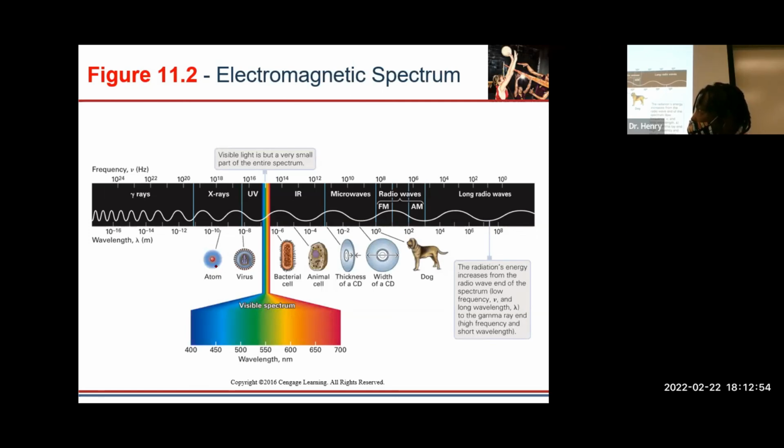So this is the size of an atom. This is the X-ray range. This is the gamma ray range. Gamma rays are known to actually destroy molecules and atoms because they're so tiny, right? The energy is higher.